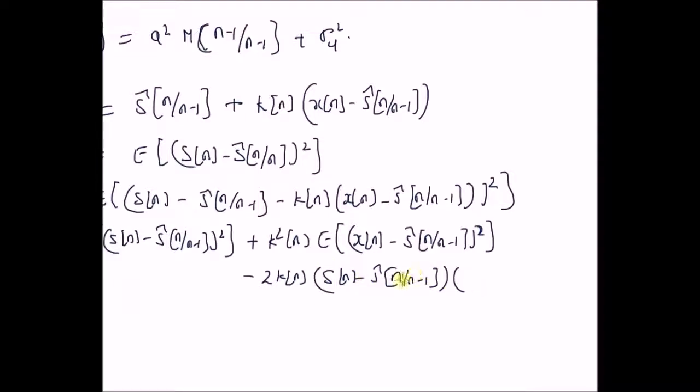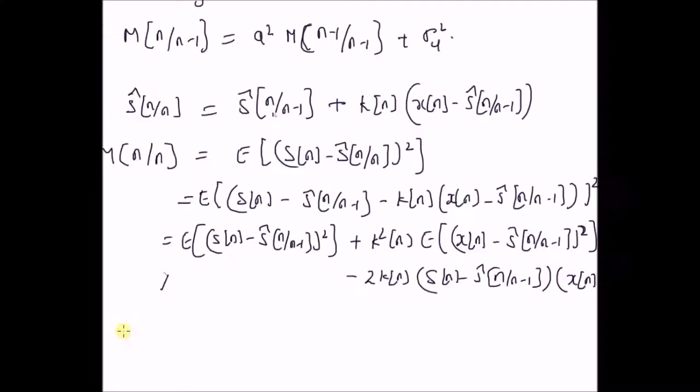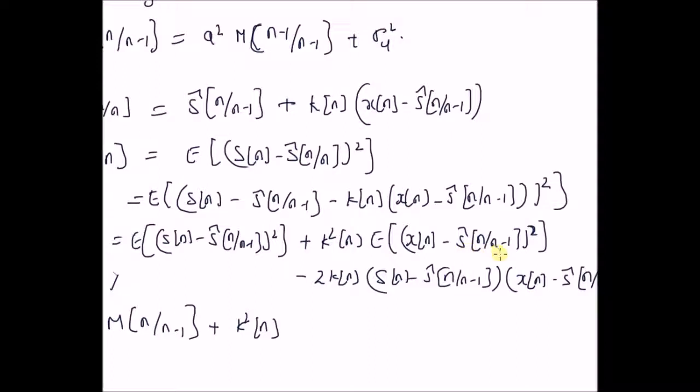That is basically the error in the update and the error between the prediction and the true value, and then x of n minus s hat of n given n minus 1. And this is, by definition, M of n given n minus 1, the mean square error, that is basically the prediction error, plus k square of n, and the expectation of x of n minus s hat of n given n minus 1, that is the difference between the observation and the prediction, the mean square error of the observation and the prediction, is obviously equal to the noise variance plus the prediction error.